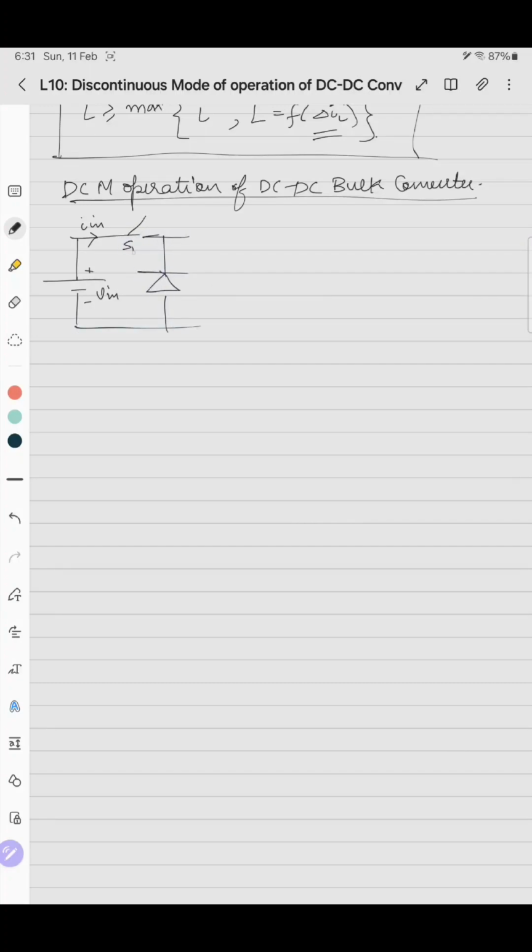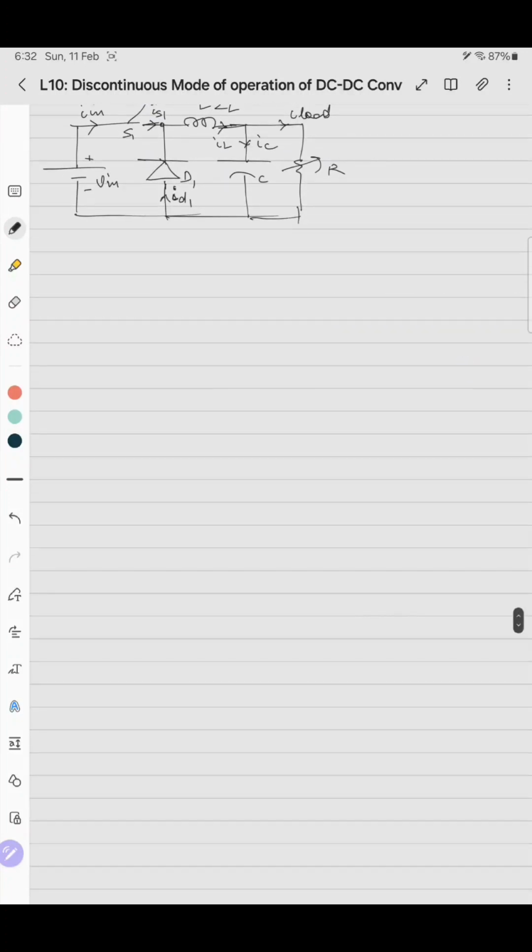In buck converter, the switch is placed at the input side. The diode is placed in parallel with this configuration. Inductor is placed at the output side acting as an LC filter, and then there is a load. We'll assume that the discontinuity is due to the value of the inductance L, where L is less than L critical. This is R, this is C, this is IC, this is I load, this is IL, this is ID1, this is IS1.